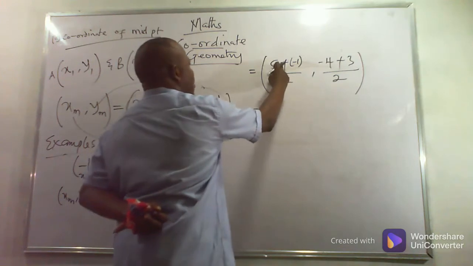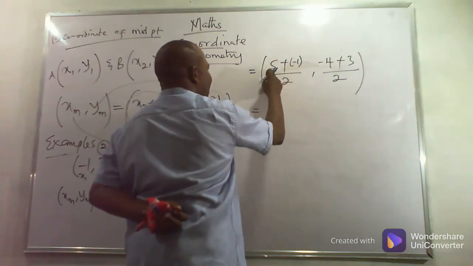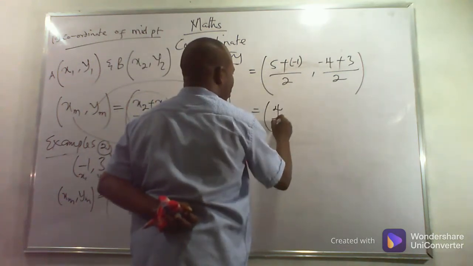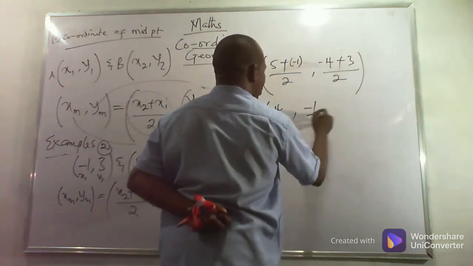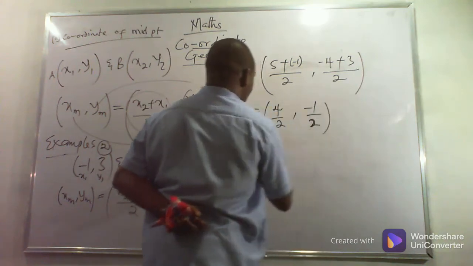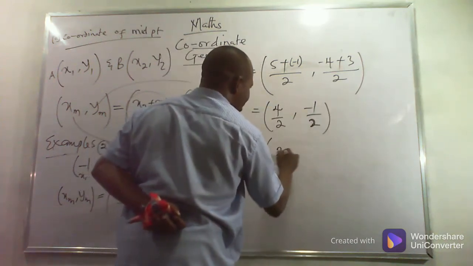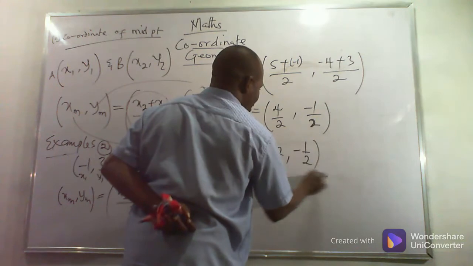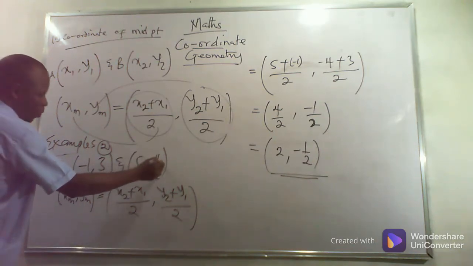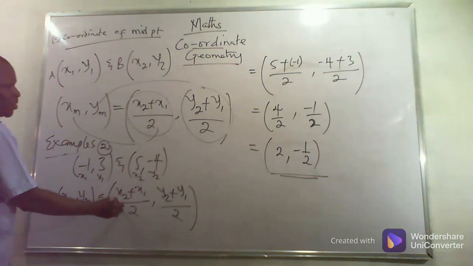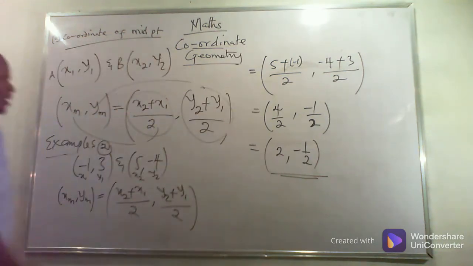So we have 5 minus 1, that gives me 4 divided by 2, and minus 4 plus 3, that gives me minus 1 divided by 2. So the final answer will be this divided by this. That's 2, comma, minus 1 over 2. This is the answer to question number 2. x1, y1, x2, y2: substitute them into the formula and solve it. You have this, example 2. We'll solve more examples.